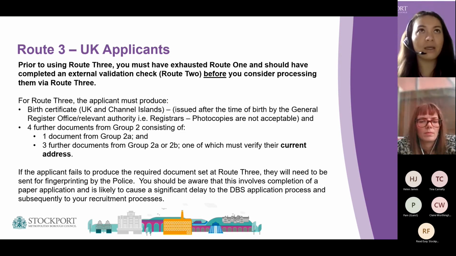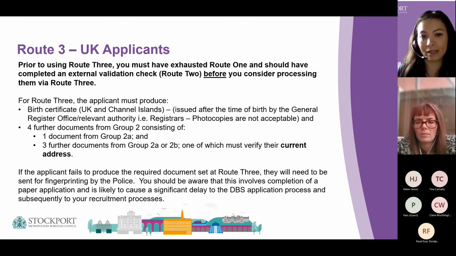So those are the different routes. Most people will go down route 1, and we should be seeking documentation for route 1. But those are the 3 routes that the applicant can go down.